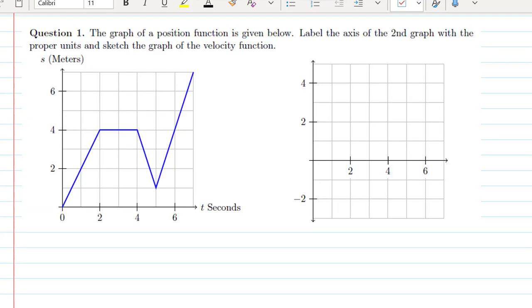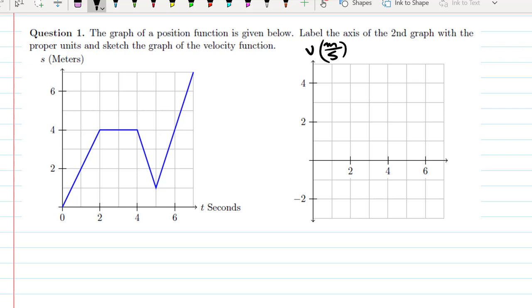So to go ahead and do this problem, we have a position function, and then we want to label the velocity function. So position is related to velocity, and that velocity is the derivative of position. So this would be velocity, and our units would be meters per second. And we would still have time on the horizontal axis. And since velocity is the derivative of position, it is the slope.